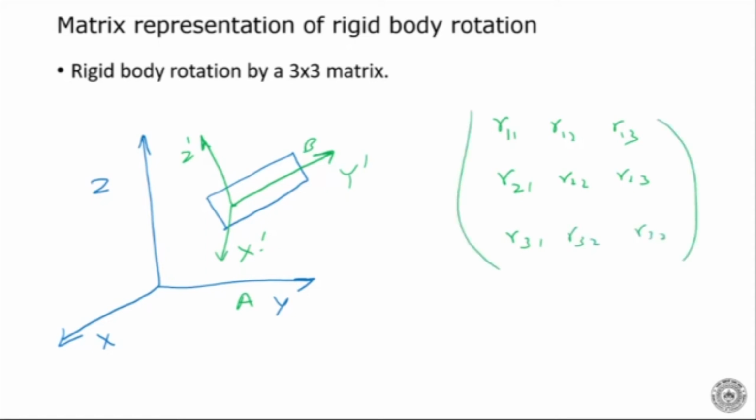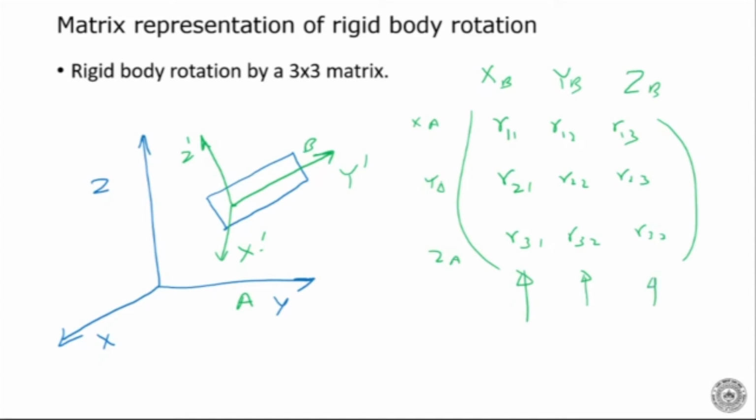Now what is this? This is the x of B on the x, y, and z of A. That is the meaning of this column, right? And this is the y of B projected onto the xyz of A frame, and this is the z of B projected onto the xyz of A frame.